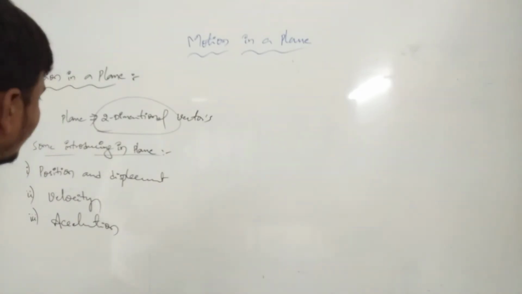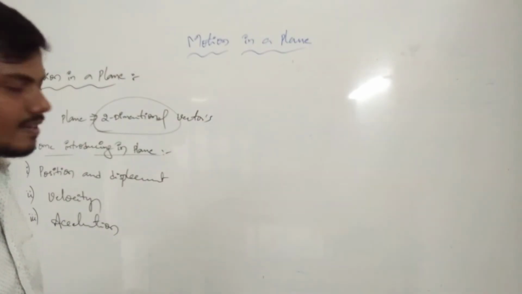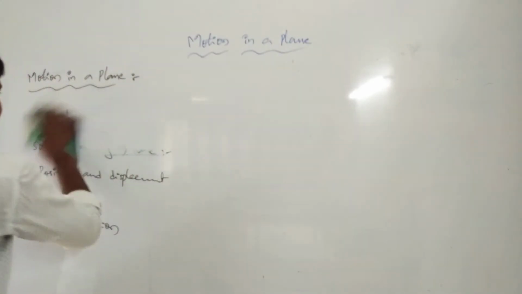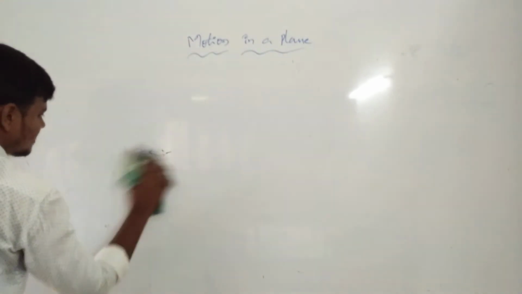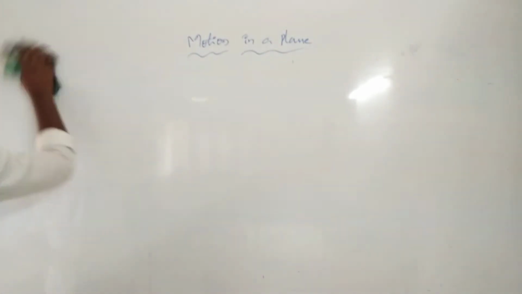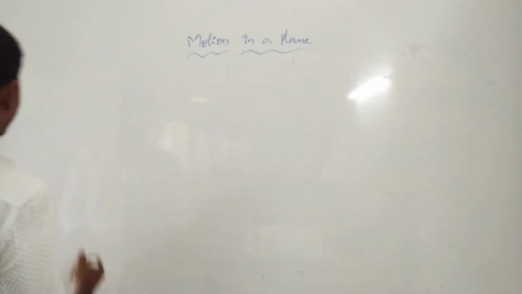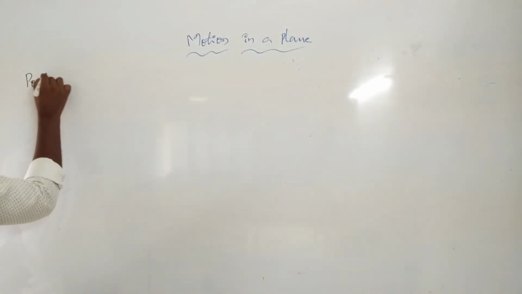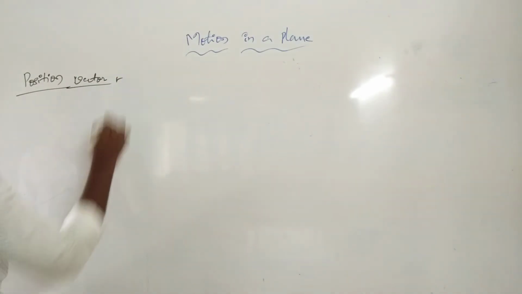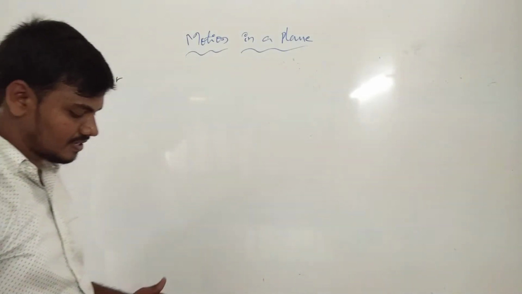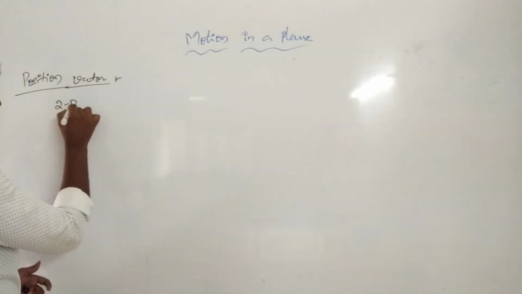Today our topic is first one, position and displacement. First we are going to position vector. Now what is the position? In the previous class I already gave the definition of position. Position vector can be represented only for two-dimensional purposes, only for two-dimensional vectors.